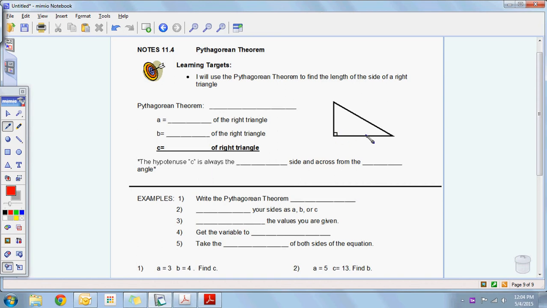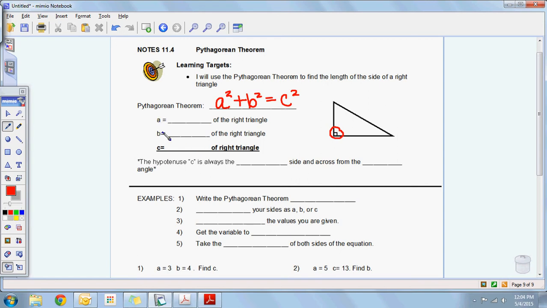So this is a right triangle. We've got this right angle right here. And you can use this formula called the Pythagorean theorem to find any side length of a right triangle, which is pretty cool. So the whole formula that you're going to use and keep coming back to is a squared plus b squared is always equal to c squared. Okay? So what the heck do A, B, and C stand for?